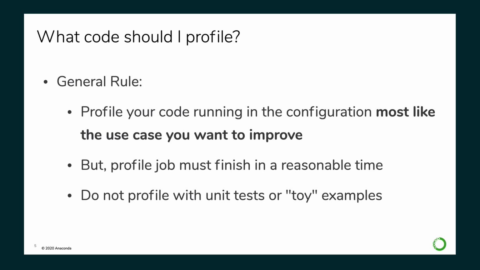So if you're going to profile a program, you have to make a choice about how to profile it. What inputs do you put into your program? Because you can often run it many different ways. The most important thing to remember is that you want to profile your code running it in the configuration most like the use case that you actually want to improve. If you have a full analysis run that you want to profile, ideally that's what you would run. But if that analysis takes 2 hours, 3 hours, that's not going to be a very practical profiling case because you're going to want to run the profiling a lot.